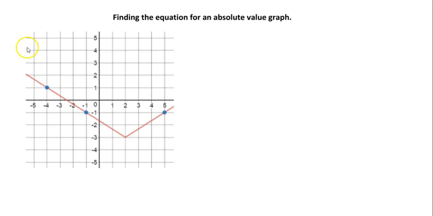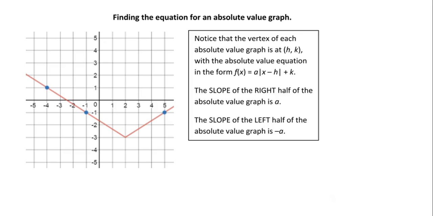So let's find the equation for an absolute value graph. Let's do this and work backwards. So here's our graph. What does the equation look like? Well, the first thing that we want to identify here is what's the vertex of this absolute value graph. The vertex is right here. The coordinates for this point are 2, negative 3. Vertex is 2, negative 3, so we have our h, k.